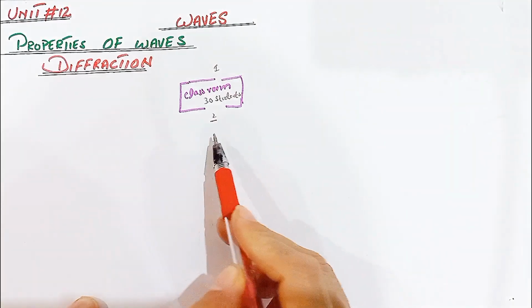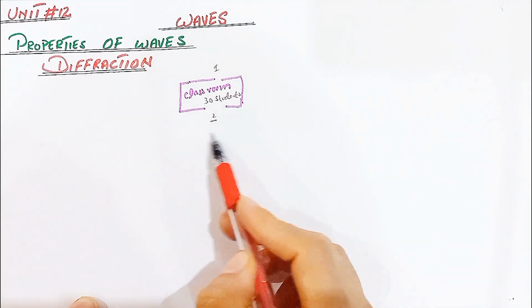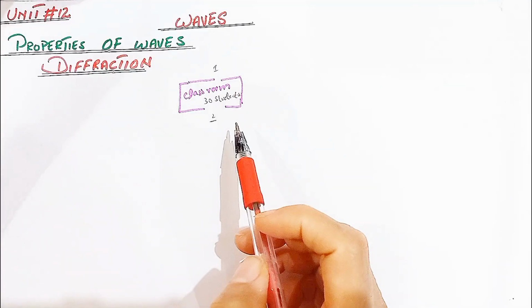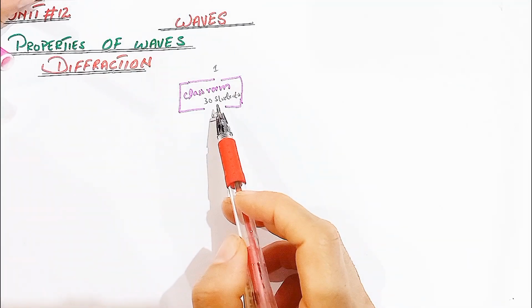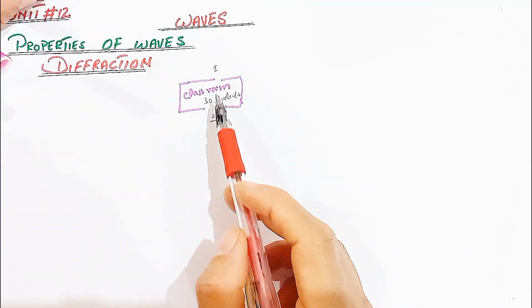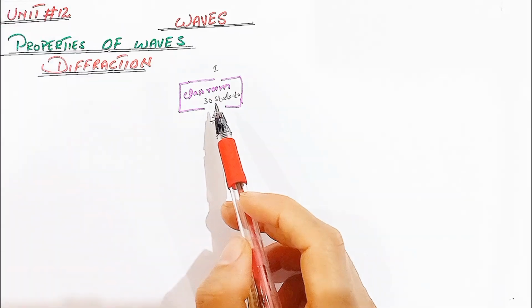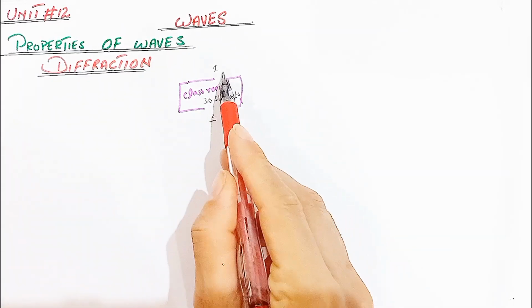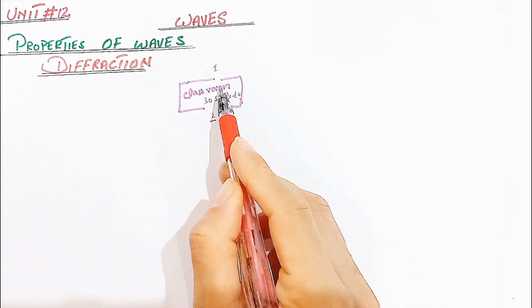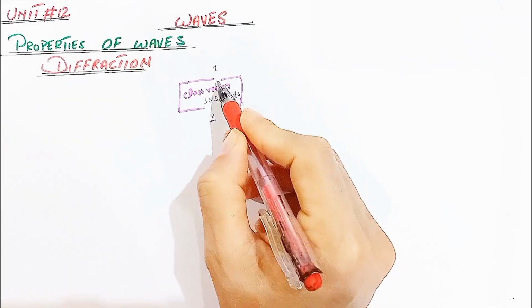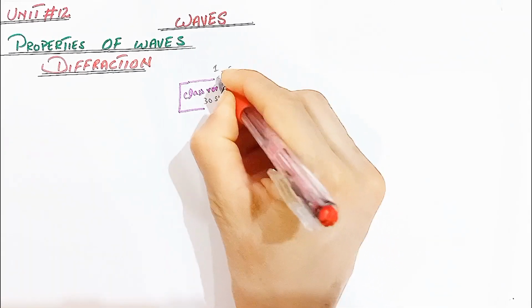From which door will students spread out more after coming outside? Tell me the answer to this question. Exactly, the narrow door. We will learn that waves behave in the same way. When the students come out from this narrow door, they spread out.